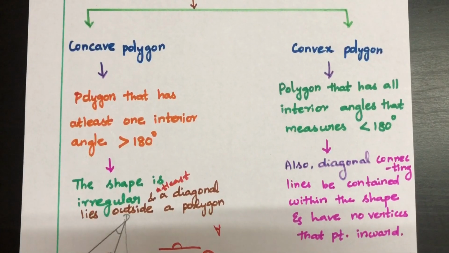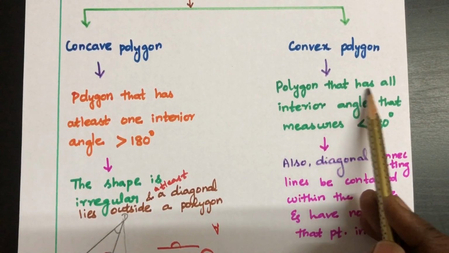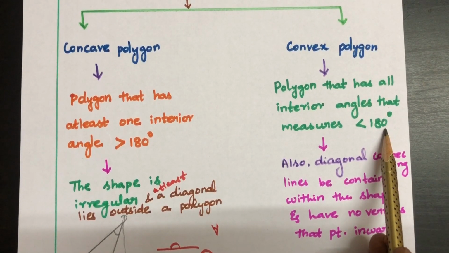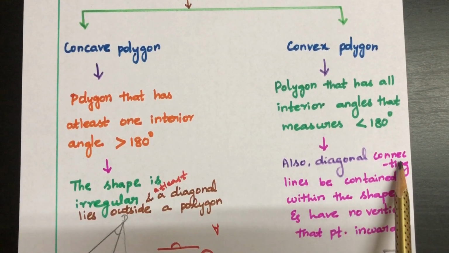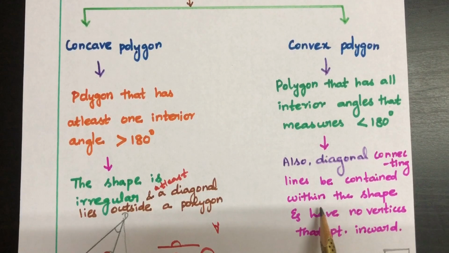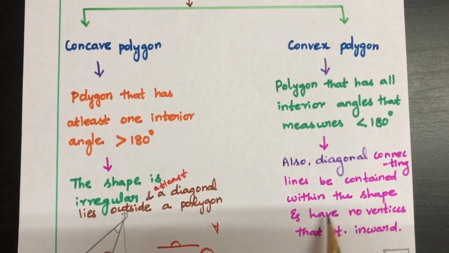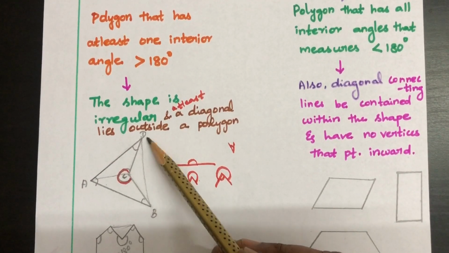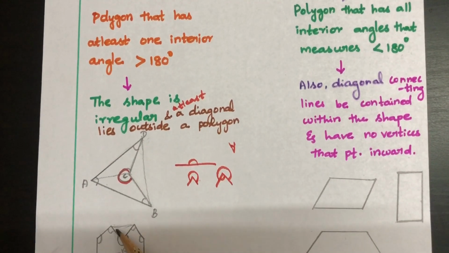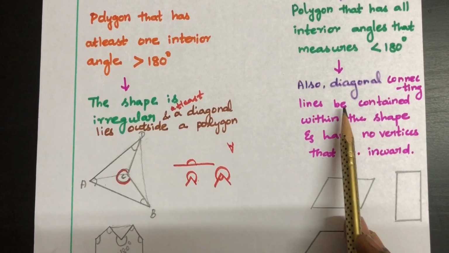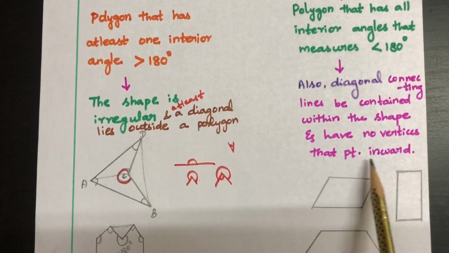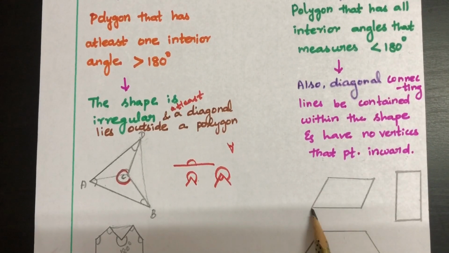Next, convex polygon. A polygon that has all interior angles that measure less than 180 degree. Also, diagonals connecting lines are contained within the shape, that means interior, and have no vertices that point inwards. See, here this vertex points inwards, right? Here also inwards. So in a convex polygon, no vertices point inward. All are showing outwards only.